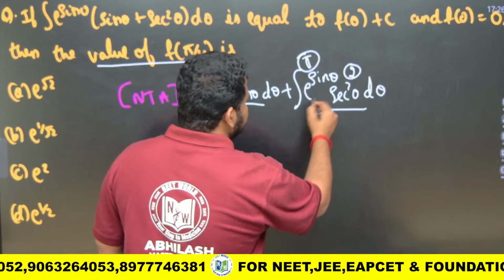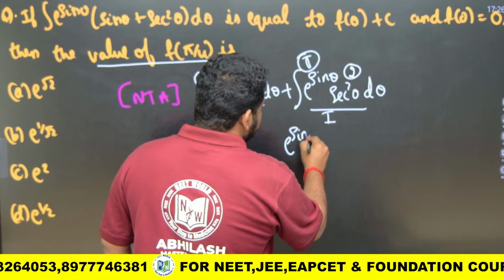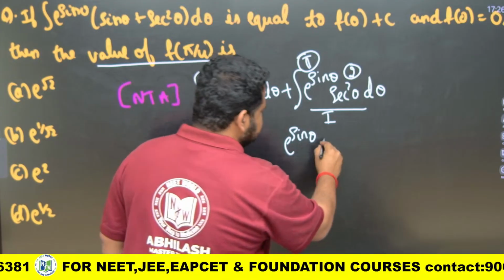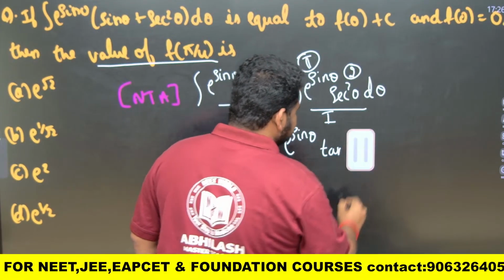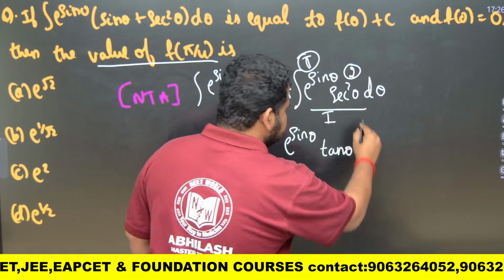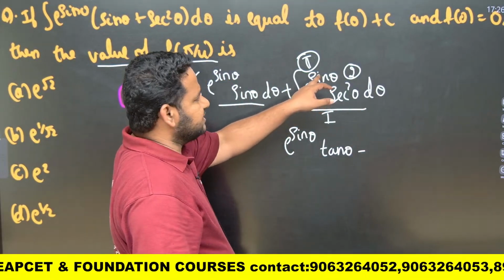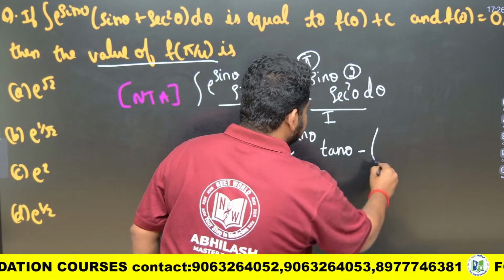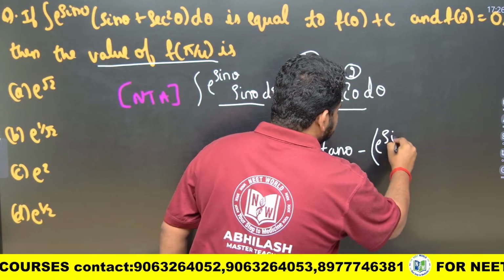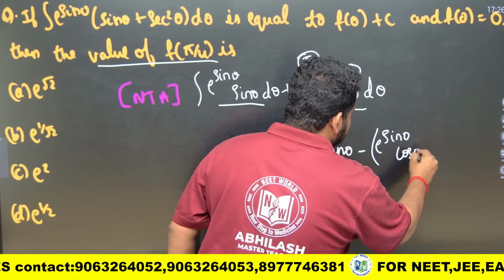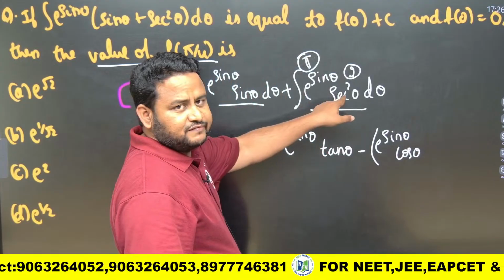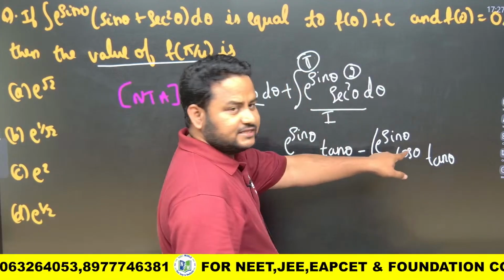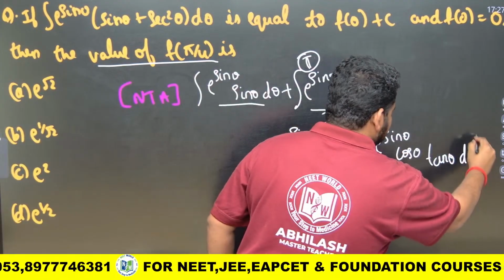So this will become e power sin theta into integral of secant square theta, which is tan theta, minus integral of d by d theta of sin theta. It is nothing but e power sin theta into cos theta, the derivative of sin theta, and into the integral of secant square theta, which is tan theta, d theta. Okay, this is what we have.